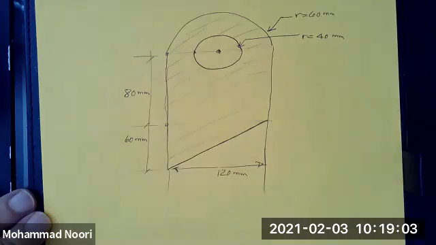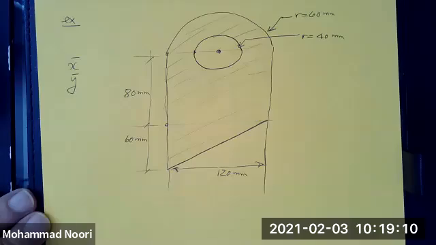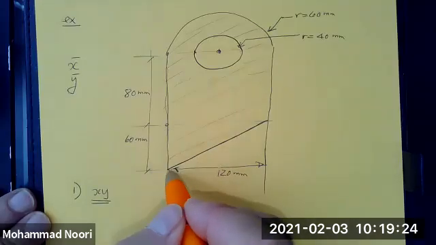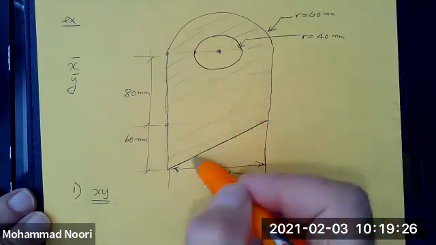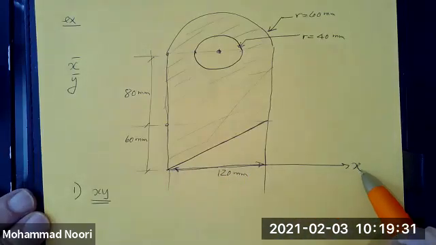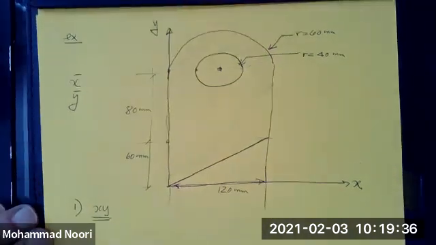So let's say you're given this example. You always are asked to find X bar and Y bar. Step one is to set up an XY coordinate such that the origin of that coordinate is at the lowest left-hand corner of the shape. This is the shape you're talking about. So I set up the X and Y axes like this.